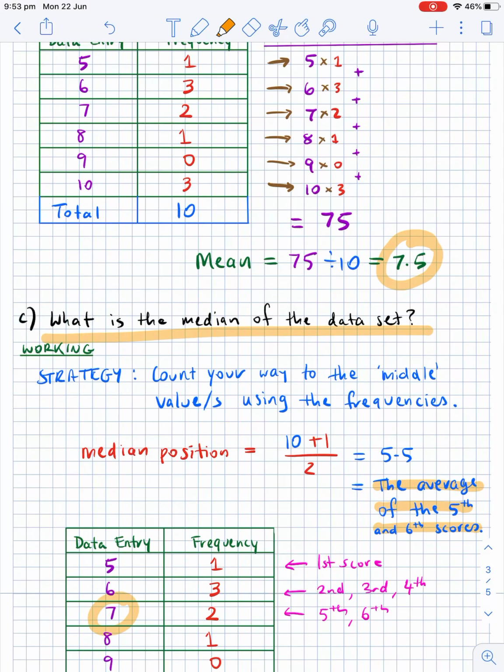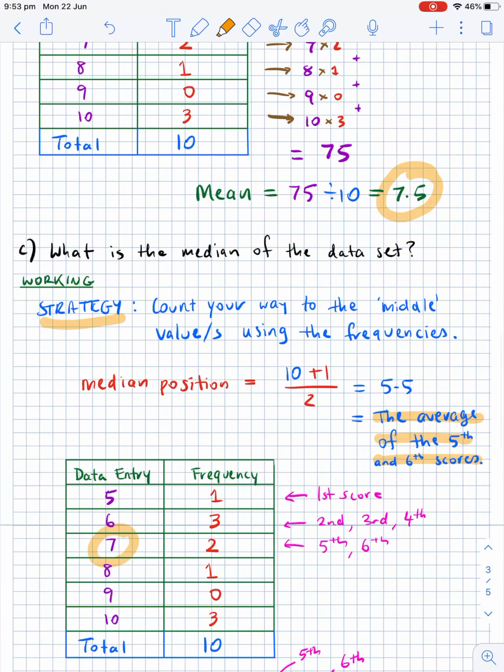What is the median of the data set? Well, the strategy here is to count your way to the middle value or values using the frequencies. So here I can see that there's a total of 10 numbers in my data set. The median position is going to be 10 plus 1 over 2, which equals 5.5. That means the average of the 5th and the 6th scores.